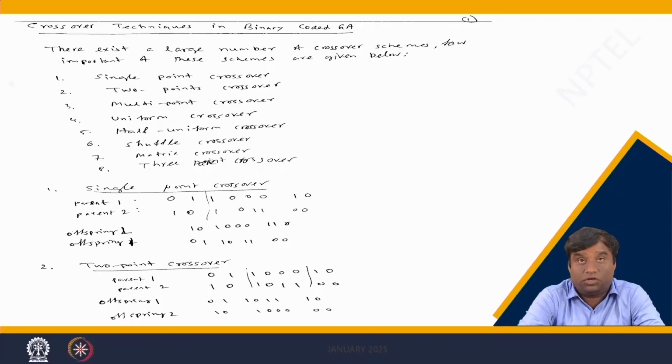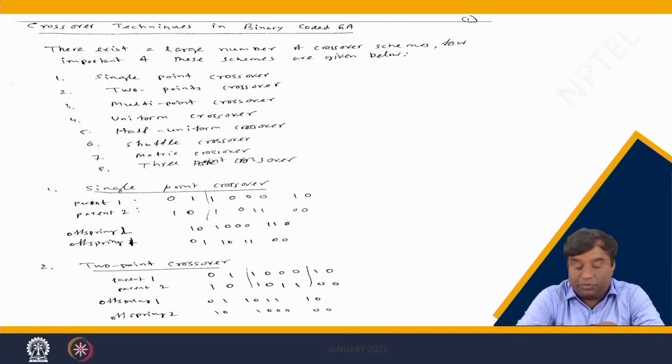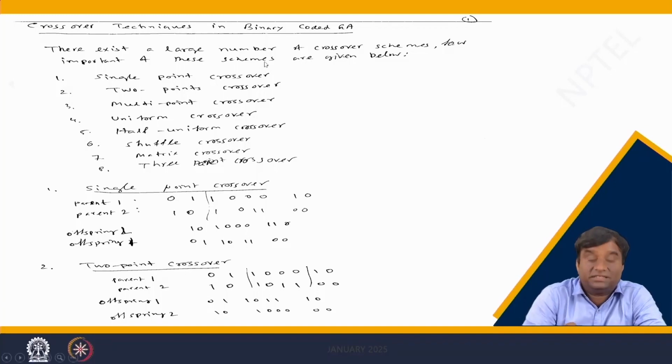So there are a few crossover techniques for binary coded chromosomes, also for real value chromosomes, and also for order permutation chromosomes. First, we discuss the crossover techniques for binary coded genetic algorithms. There exist a large number of crossover schemes.